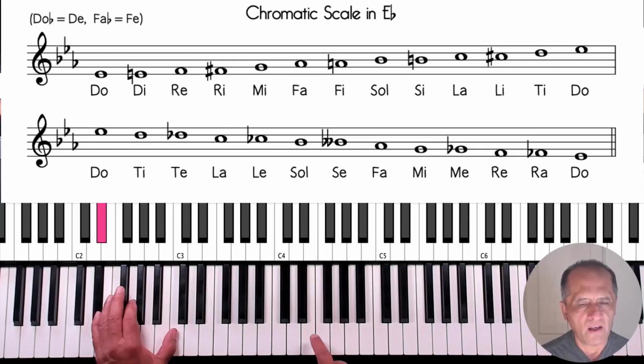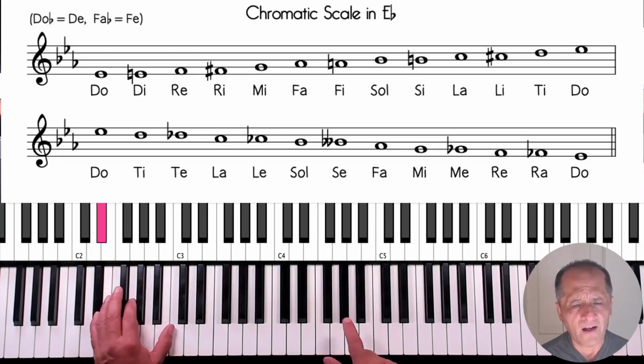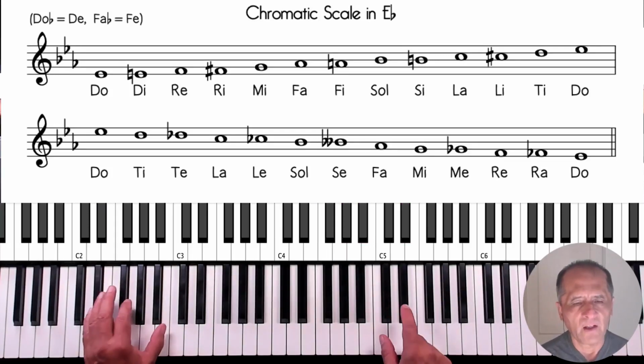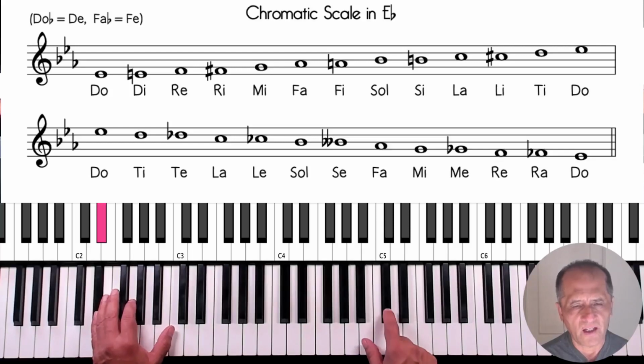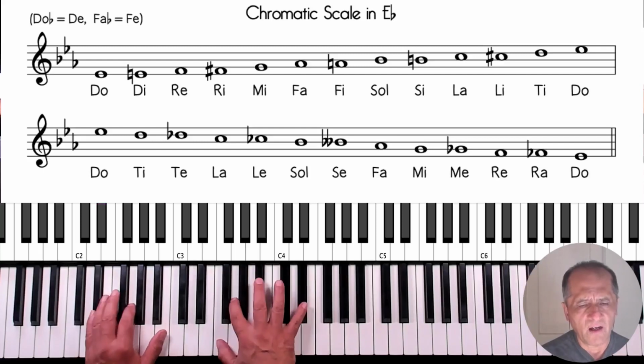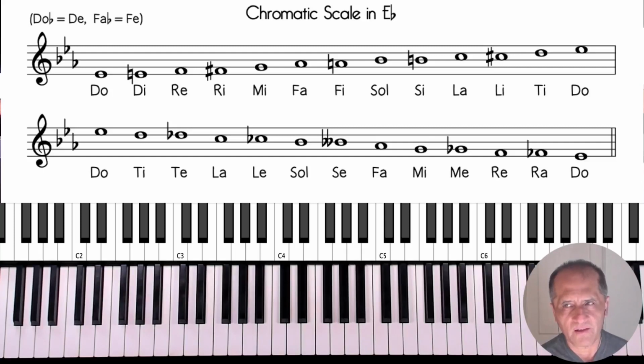Do, di, re, ri, mi, fa, fi, sol, si, la, li, ti, do. This is a nice workout. Now we're going to do the same descending. Do, ti, te, la, le, sol, se, fa, mi, me, re, ra, do. We should practice like this.